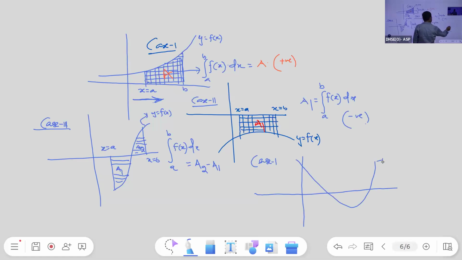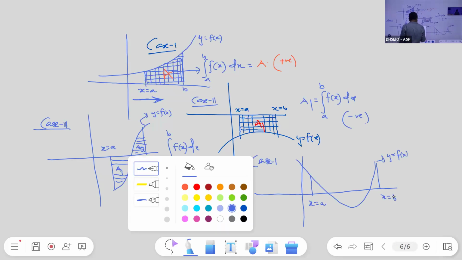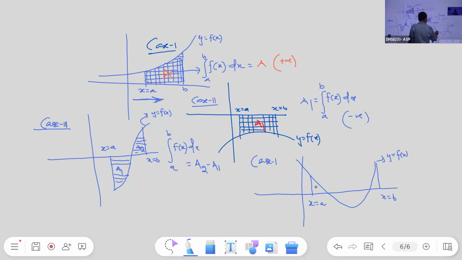This is the curve y is equal to f of x. This is the ordinate at x is equal to a, ordinate at x is equal to b. So let this area be A1. And this area is A2, and A2 area is negative. And this area is A3.